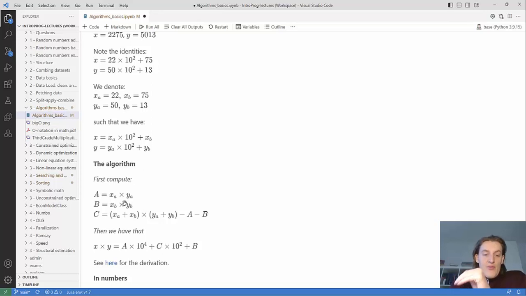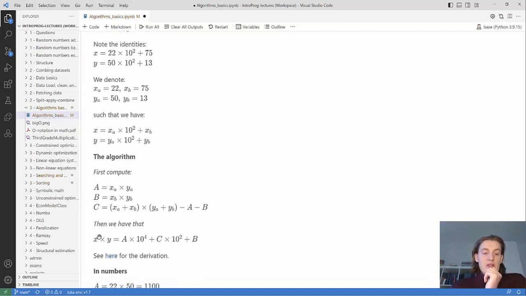And then the algorithm first computes these 3 very helpful numbers called capital A, B, and C, which are just definitions that we're going to use, because when we have this multiplication, it can be shown that the multiplication of x and y, the numbers that we wanted to multiply initially, is just capital A times 10 to the power 4, plus capital C times 10 to the power 2, plus B.